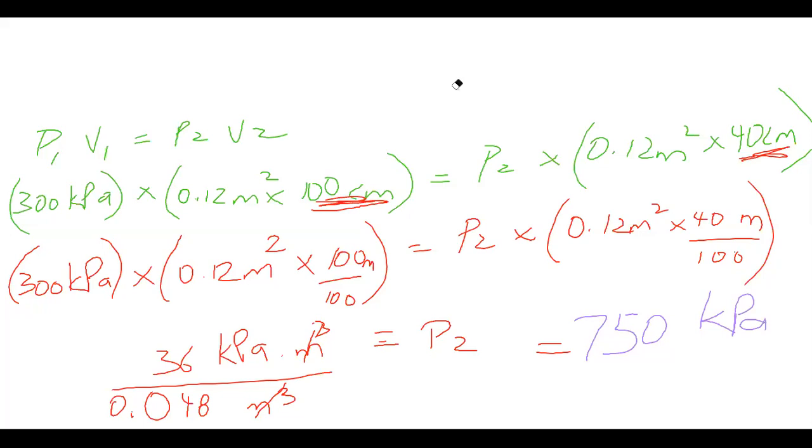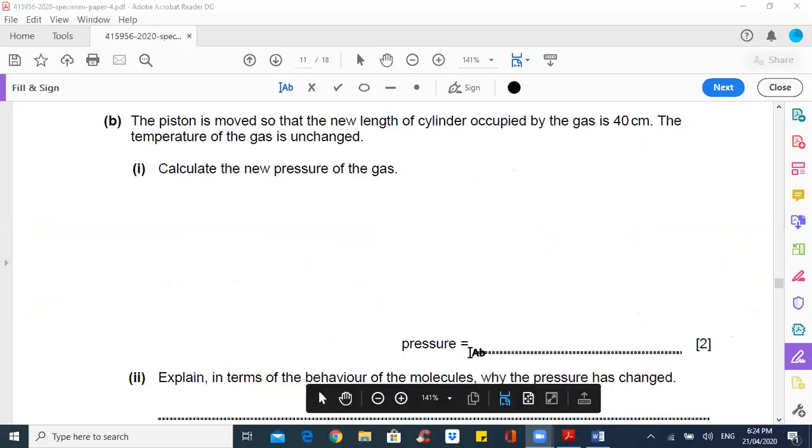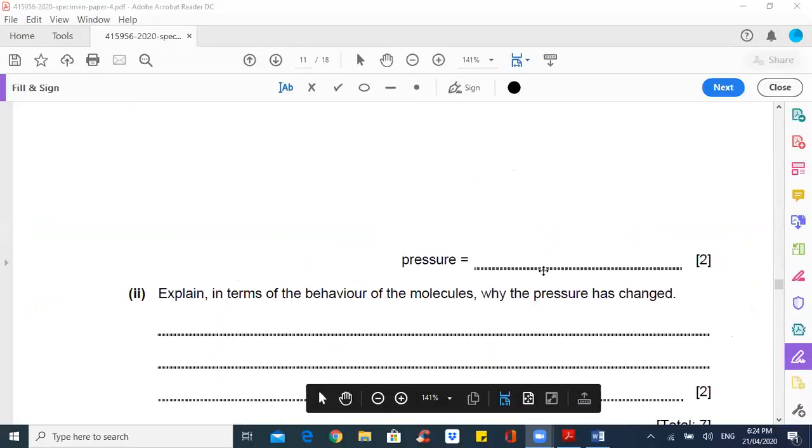Nice. So we're moving on. I try to move a little fast because I want to finish up my classes because I have something on. So the pressure we get is 750 kilopascals.